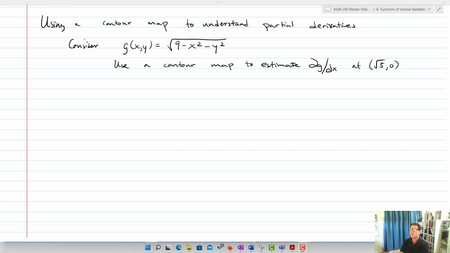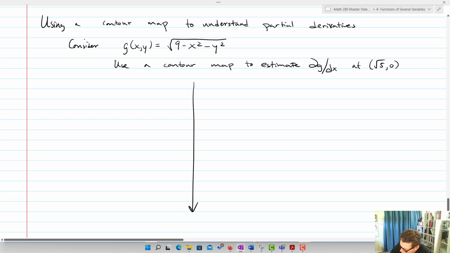So let's say we use a contour map, and we're going to consider g of x, y equals the square root of 9 minus x squared minus y squared, and we're going to estimate dg/dx at the point (square root of 5, 0). So where I'm going to start is by actually drawing a couple values for the contour map.